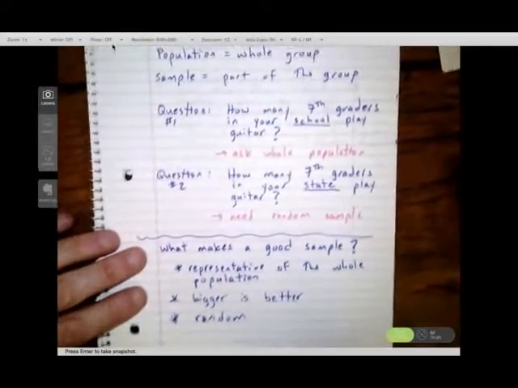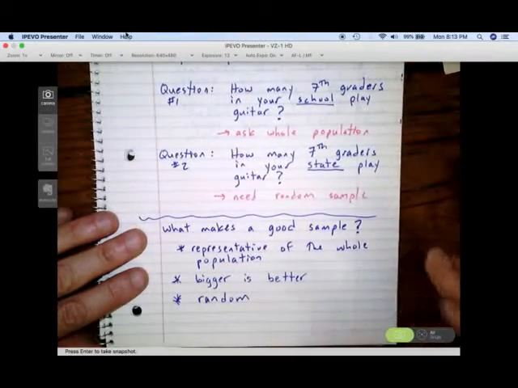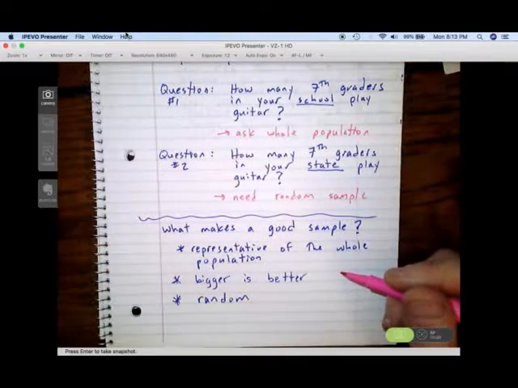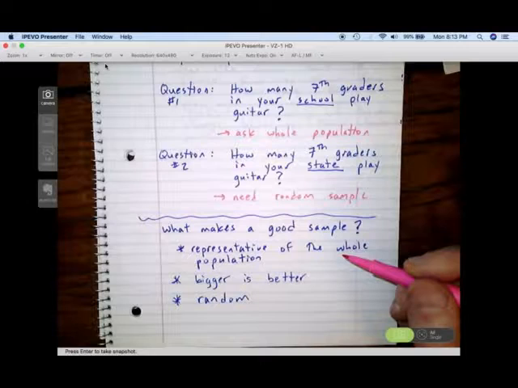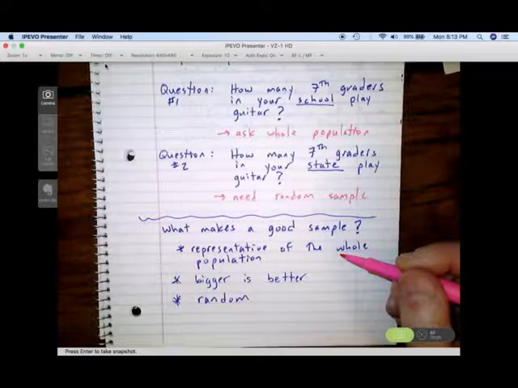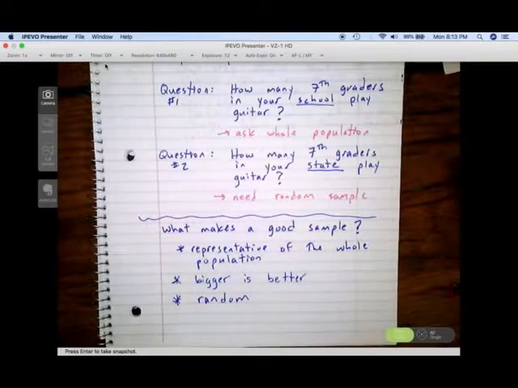So the question is, what makes a good sample? Well, oops, sorry about that. The sample needs to be representative of the whole population. So it has to be a good group that is a lot like the whole population in many characteristics.